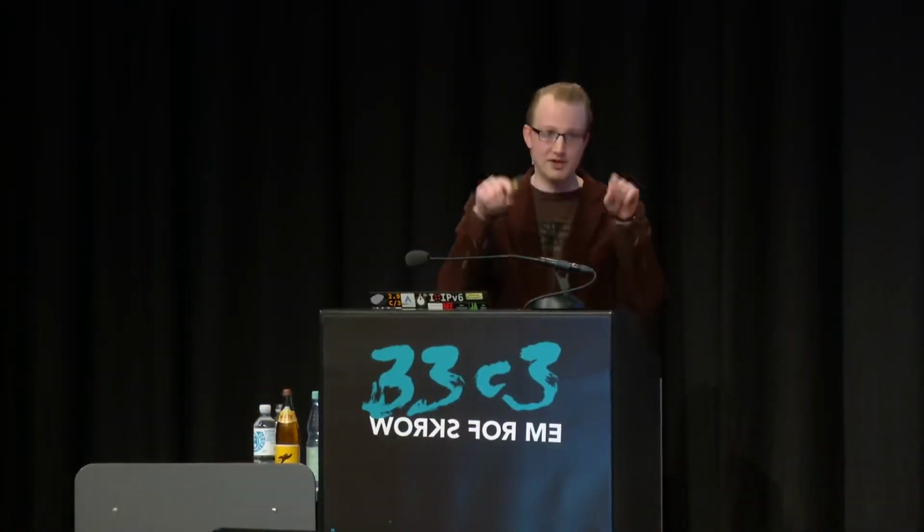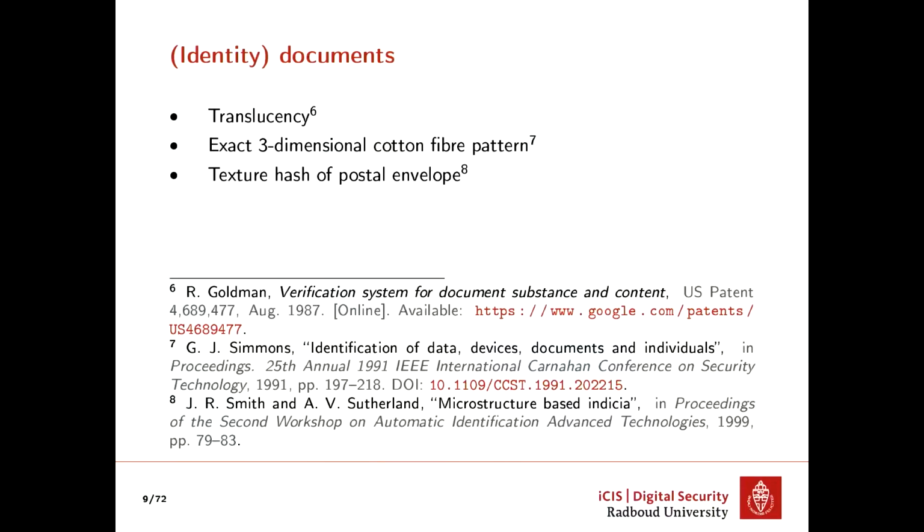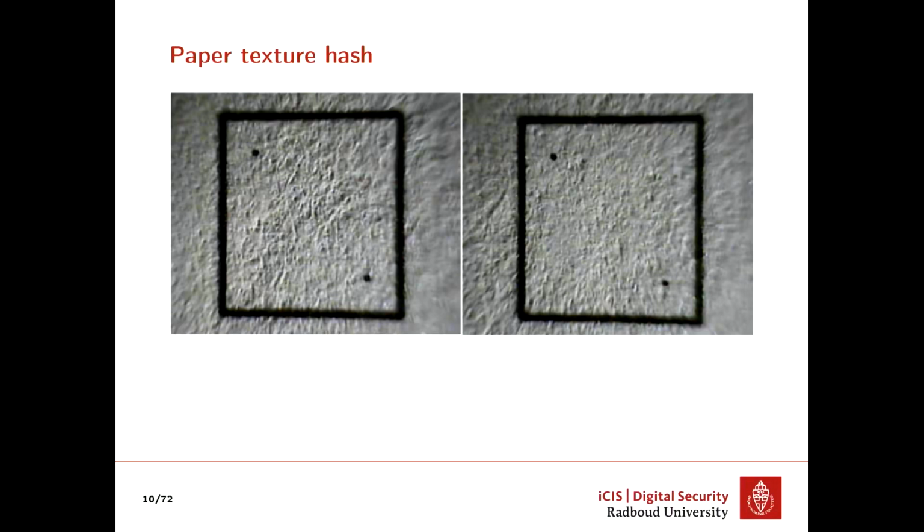Simmons also said this is infeasible to do. However, in 1999, somebody came up with something similar. They take the texture hash of a postal envelope. So you just print a square on the envelope, take a high resolution picture of that, and then hash that with a certain hashing code that ensures that all these things collapse into the same bit pattern every time. This works.